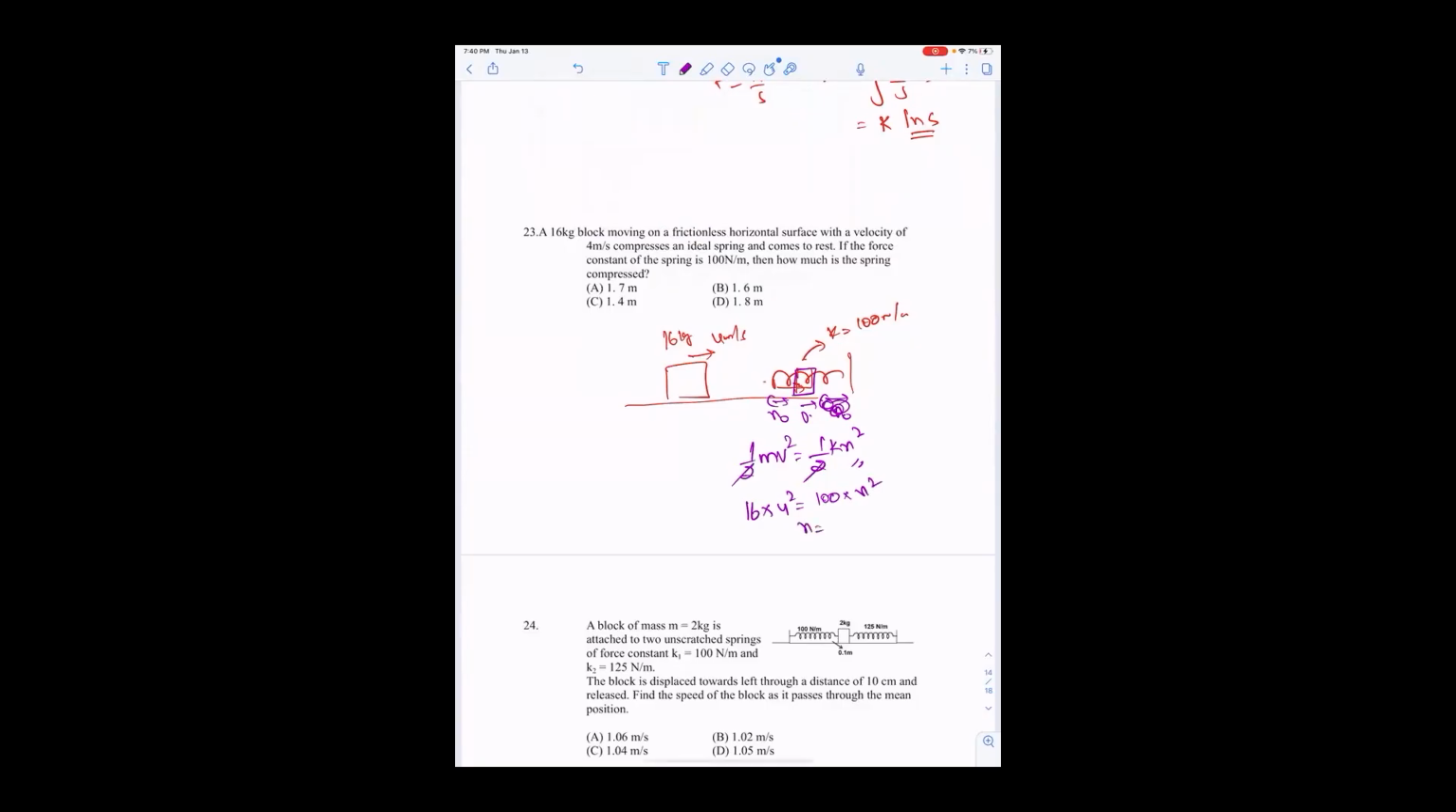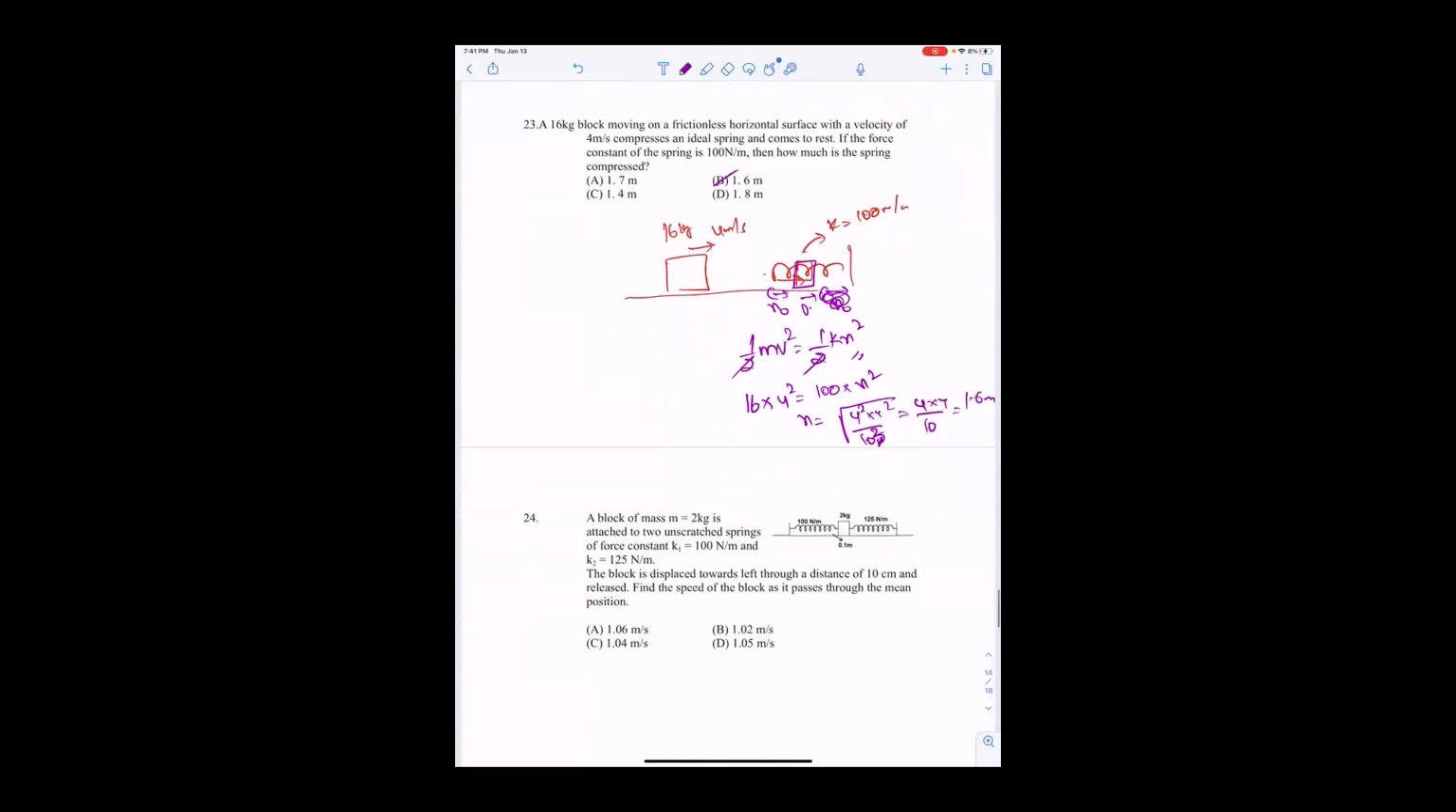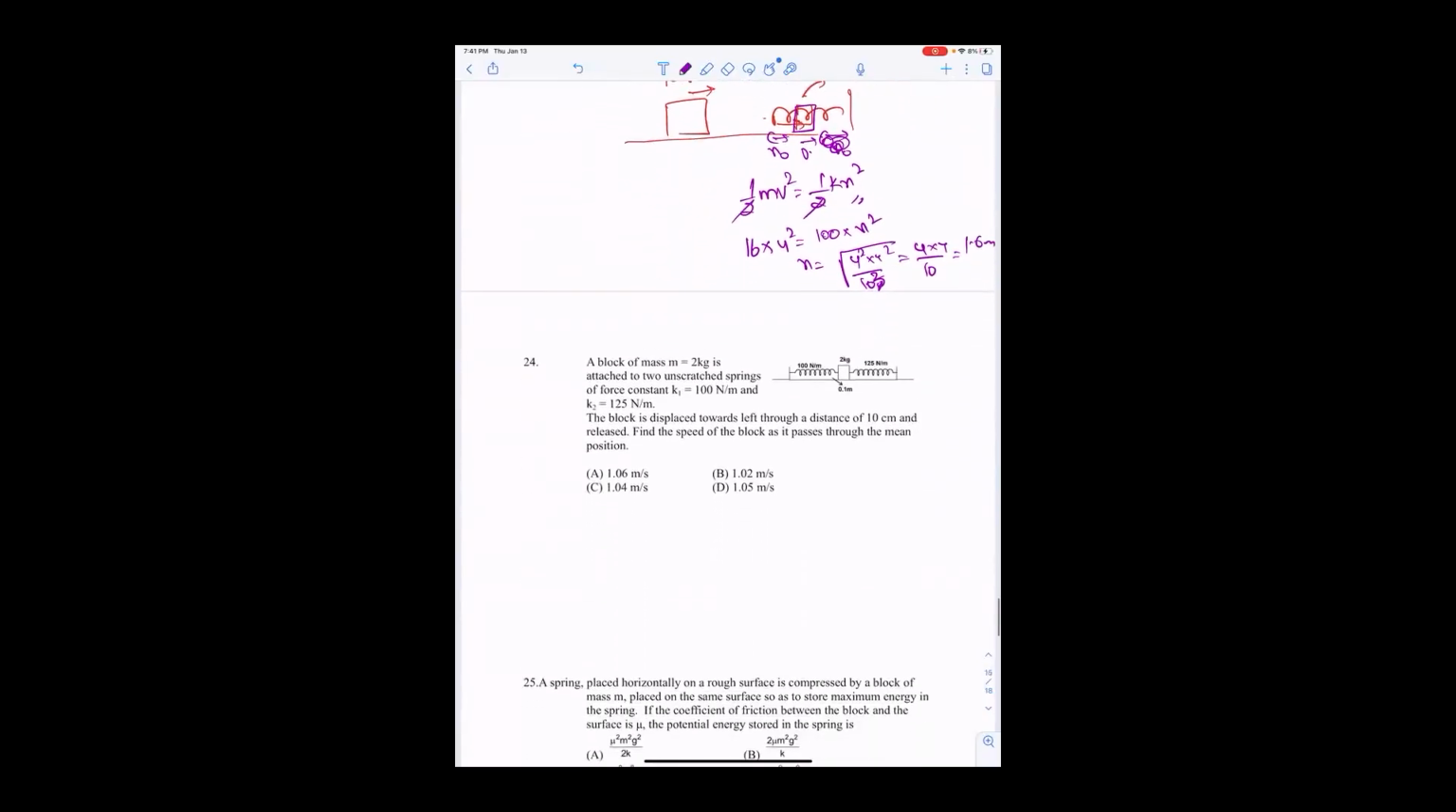So x is equal to the square root of 16, which is 4 square, into 4 square by 100. No need to multiply. This is what you have to see. 100 is 10 square. So 4 into 4 by 10. How much? 16 by 10, 1.6 meters. If you kept on multiplying 16 and 16, 256, then dividing by 100, don't do that. Bring it to the end and solve it. Sorry, 256. Right? Yeah.